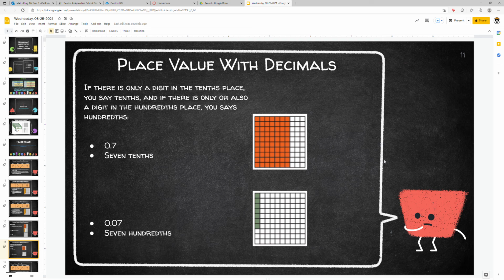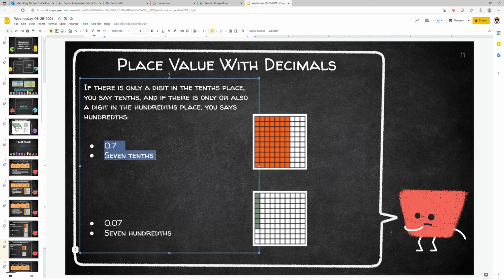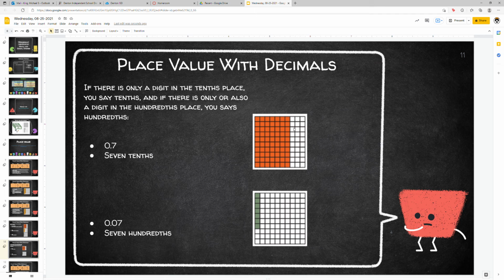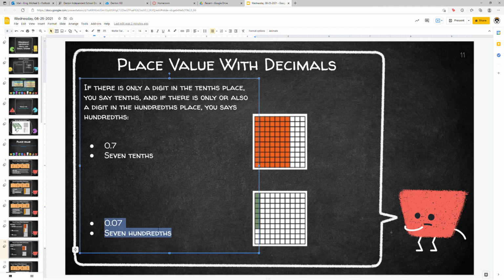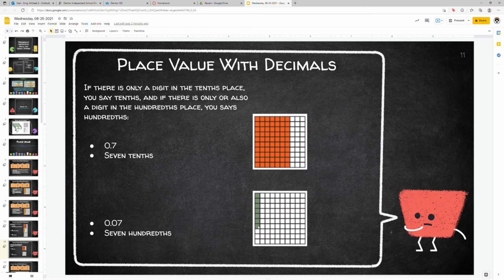Now, if there is only a digit in the tenths place, you say tenths. And if there is only or also a digit in the hundredths place, you say hundredths, right? We've kind of gone over that already in this lesson. So again, here's that example, 7 tenths, right? There are 7 full columns. There's no individual hundredths pieces left over. These are like tenths. You would say 7 tenths. As opposed to this one that we just saw, 7 hundredths, right? There are 7 individual pieces shaded in. Does not have a full column, so it's not a tenth yet. We only have 7 hundredths. Hundredths are smaller than tenths.